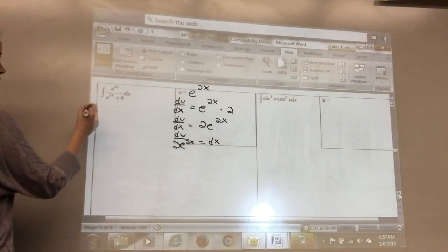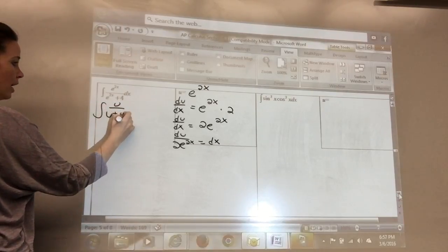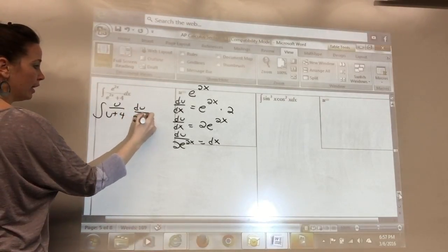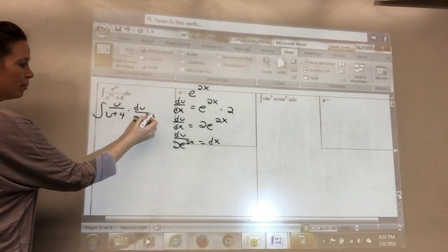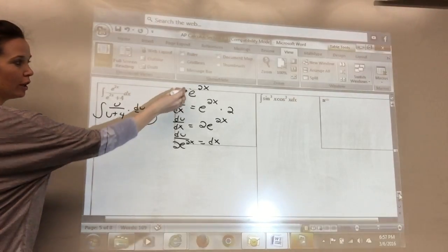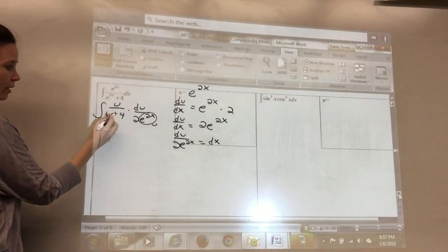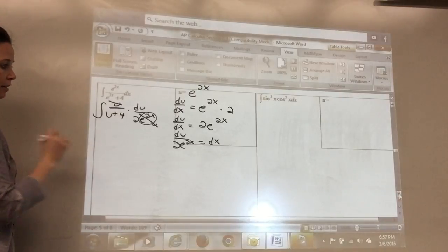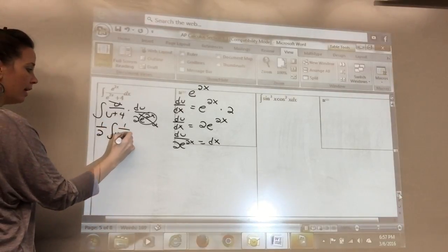Coming over here, I would have the integral of u over u plus 4. And then my dx would be du over 2e to the 2x. Looking at this problem here, e to the 2x is actually going to be a u. So let's look at that. Do you see that this u and this u would reduce? So that's nice. And this 1/2 could be pulled through. So I'm looking at this.